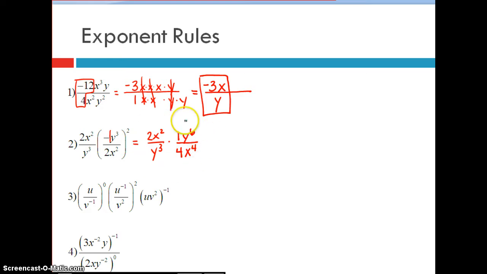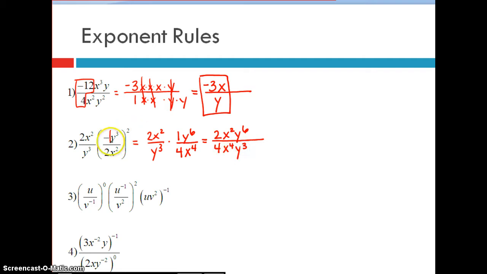Now that you have your power to a power rule simplified, now we can apply our product rule. And our product rule just means multiply straight across. Product means multiply. So 2 times 1 is 2. X squared times y to the 6th. On the bottom we have 4. X to the 4th. Y cubed.